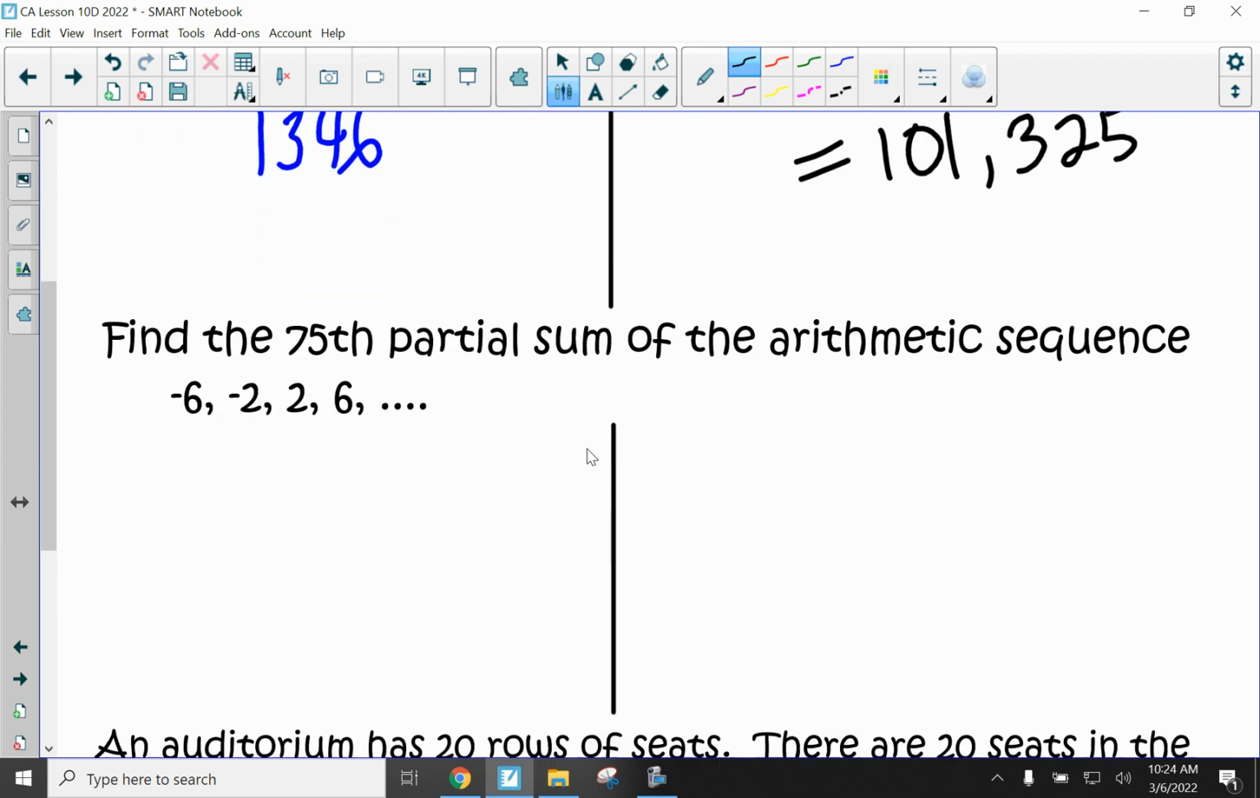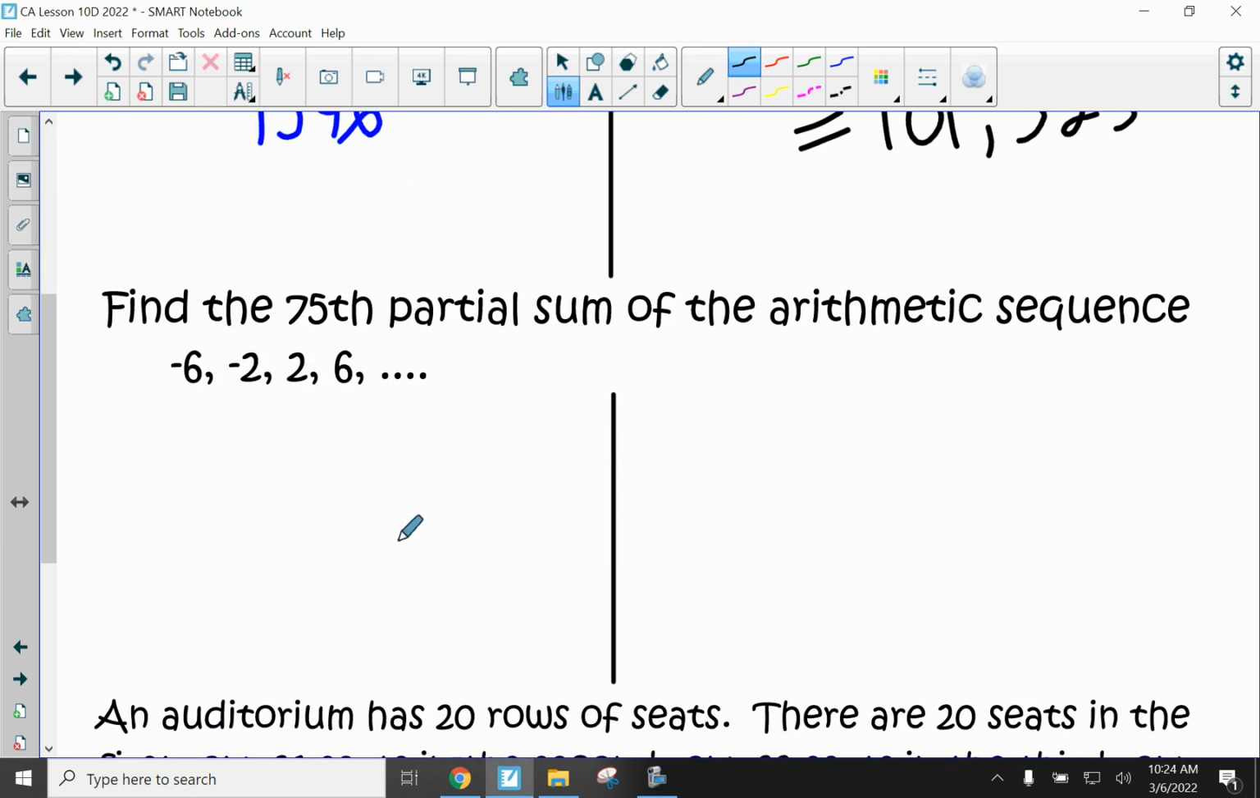Okay, so I'll show you that a couple more times. It says find the 75th partial sum. So we have to know the 75th number first. So we have to do this formula here. So it's going to be 75 over 2. And then we're going to have to do, oh, actually, I'm using the wrong formula. Hang on a second. We have to find the 75th number first.